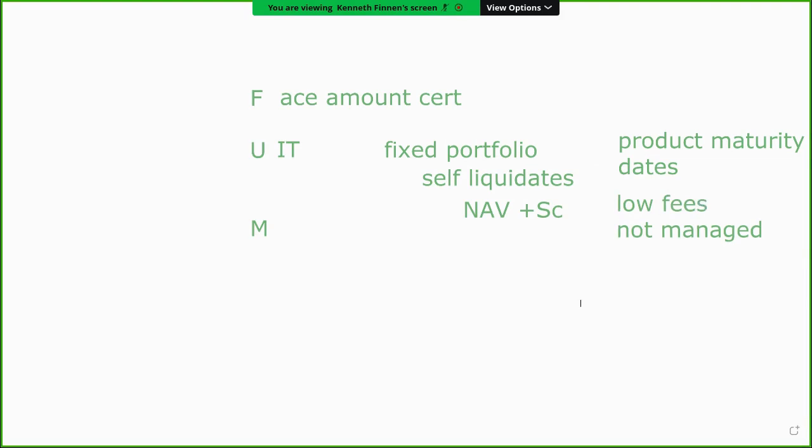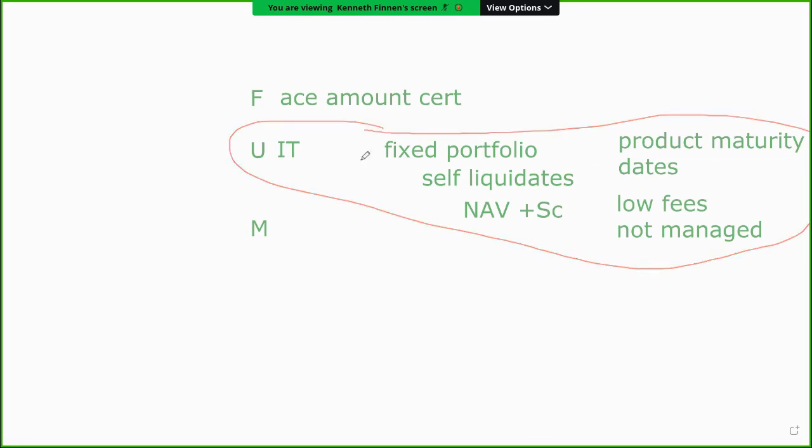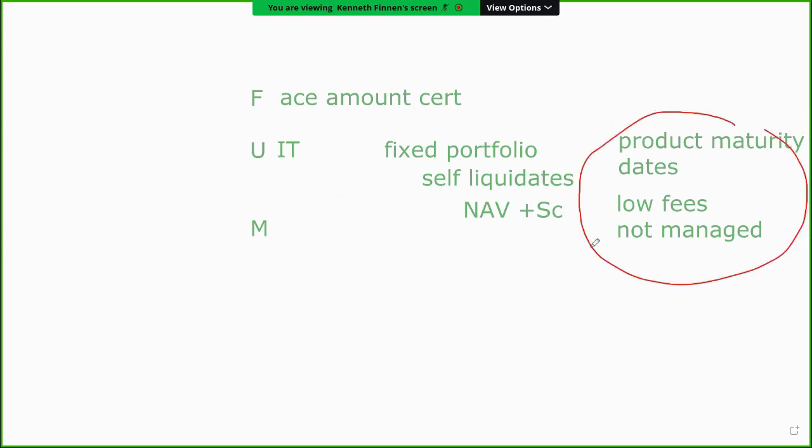Somebody usually buys these for income and they don't want a lot of risk. So risk averse, and they just want income and they don't want a lot of risk and low fees. That's it.